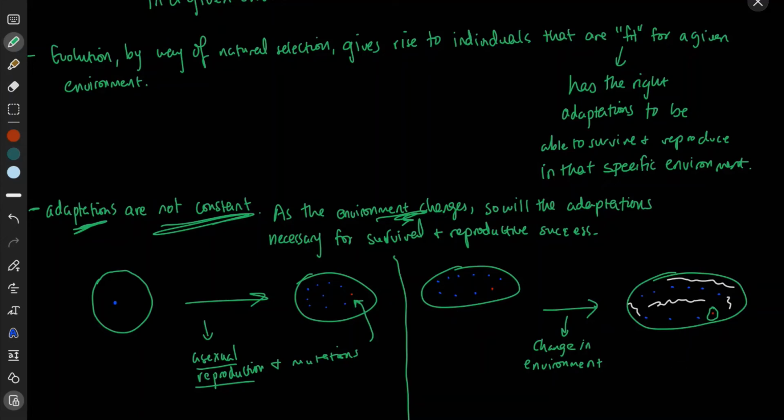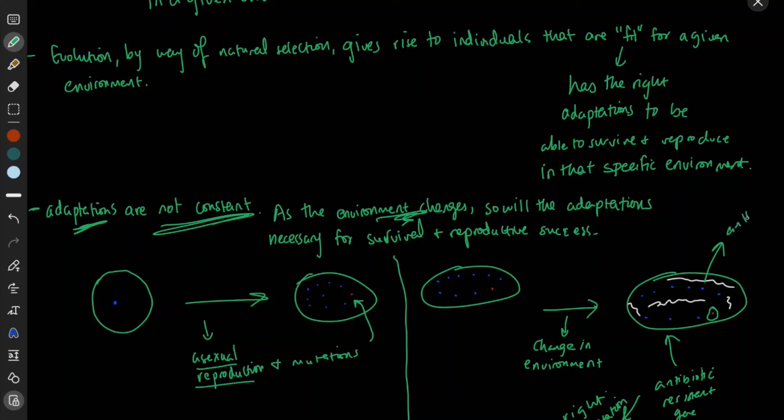Over here, there was not a great deal of adaptation necessary to survive, right? Whereas over here, the adaptation necessary is going to be that antibiotic resistant gene. Now this is the adaptation, or the right adaptation, right? And the reason it's the right adaptation is because we've introduced antibiotics right here.